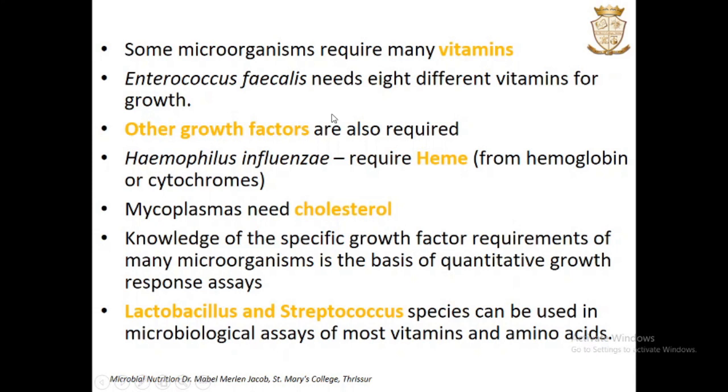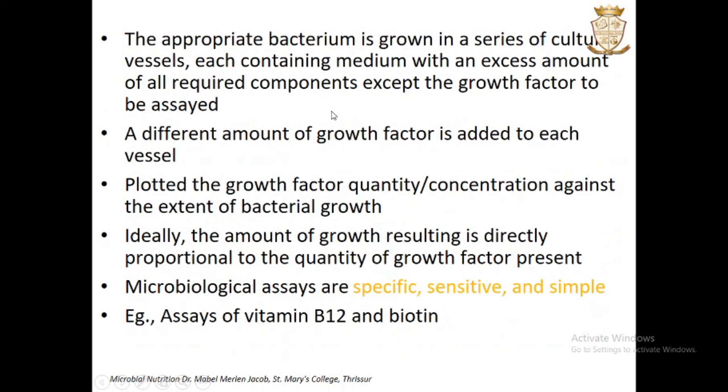For example, Lactobacillus and Streptococcus species are used in microbiological assays of most vitamins and amino acids, because these organisms have a requirement for those amino acids and vitamins. They cannot produce them by themselves, so they will grow only if they are incorporated in the medium in which these organisms grow. So depending on their growth, we can understand how much of these growth factors are present in that media. So that forms the basis of microbiological assays.